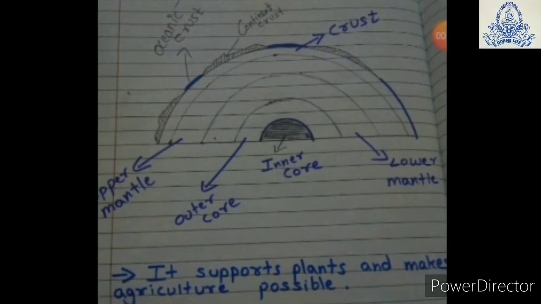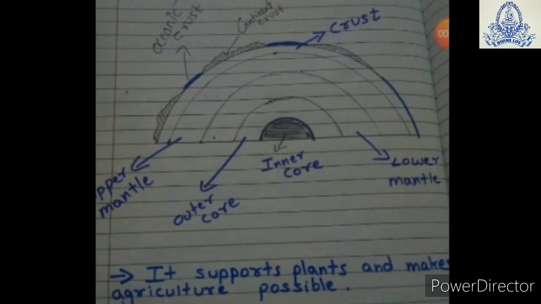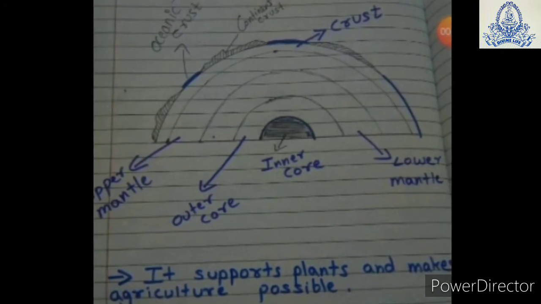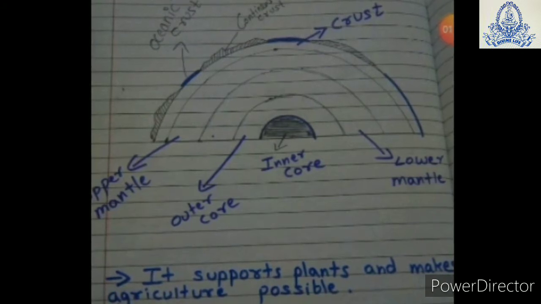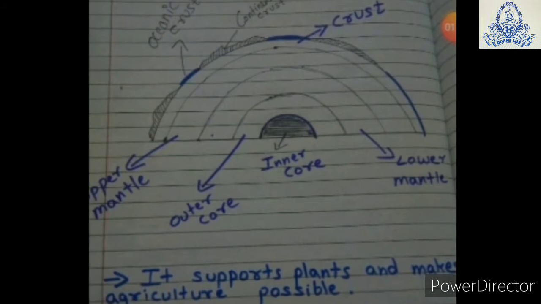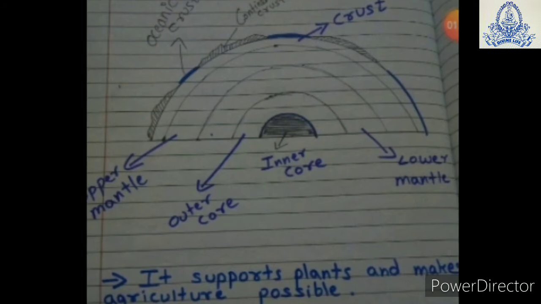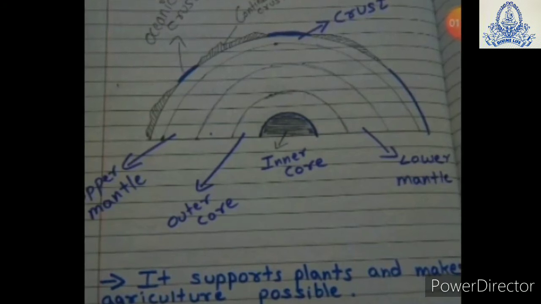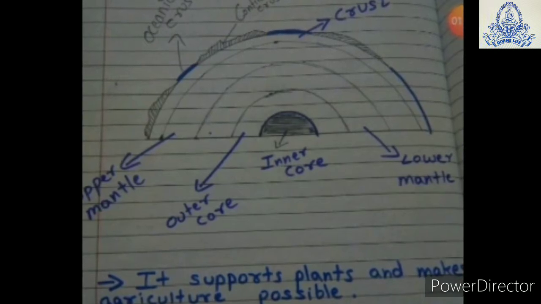Now it supports plants and makes agriculture possible. We already know that flat land is a place where we can easily do agriculture. And also land is important because human beings, animals and plants exist on land only, and also it provides a lot of minerals like iron, potassium, calcium, sulfur, etc.